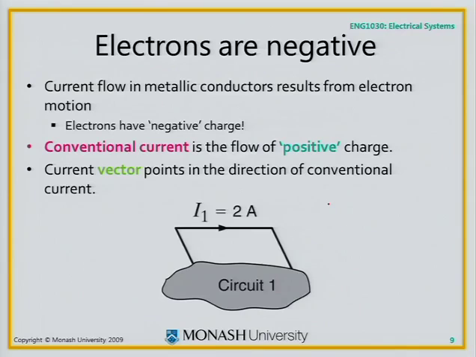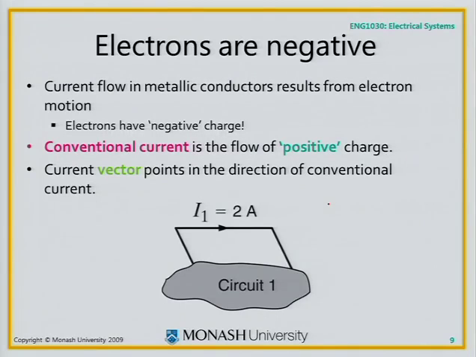So current flow in metallic conductors results from electron motion. It's the electrons that move. Electrons, by convention, are said to have negative charge. But we take conventional current to be flow of positive charge. So 1 amp in this direction means positive charge going in that direction, which in reality means electrons flowing that way. Okay? But we say it as 1 amp is positive charge 1 coulomb per second in that direction, even though it's electrons flowing.